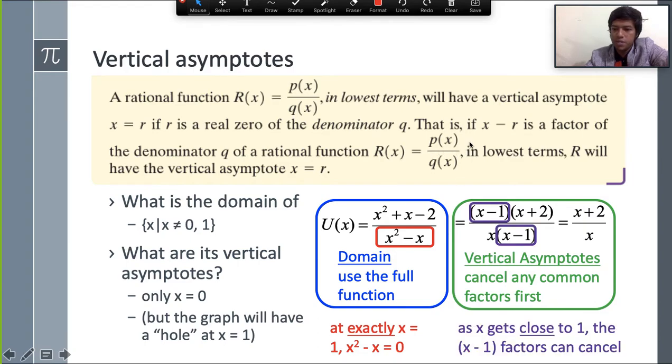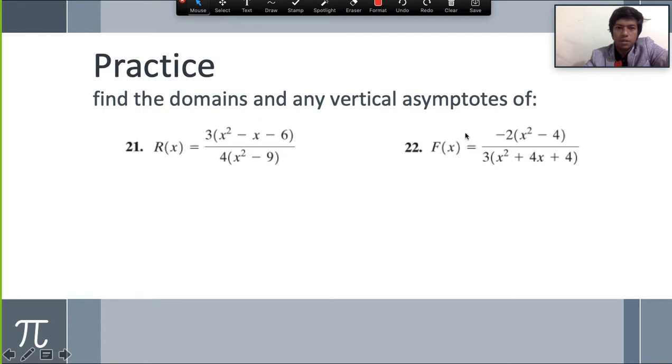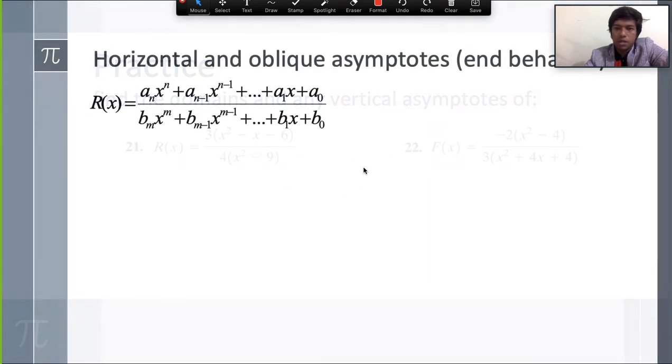So this is what we said. Now, as in-class practice, we'll try to find the domain and vertical asymptotes for these two cases. Then we have the horizontal asymptote. If you think, oh my god, domain is hard, you will see that domain was very easy compared to horizontal and oblique asymptotes.